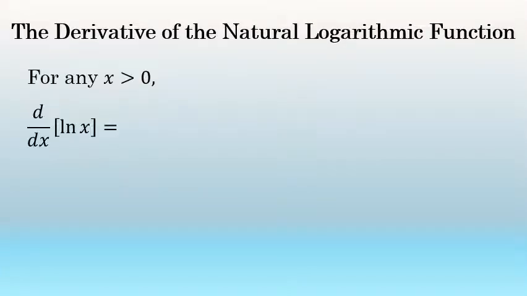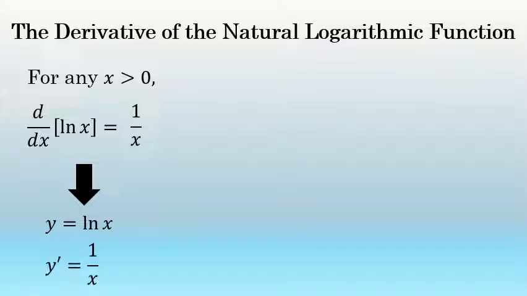Well, for all values of x greater than 0, because the domain of the natural logarithmic function is all numbers greater than 0, the derivative of the natural log of x is equal to 1 over x. The derivative of the natural logarithmic function isn't a logarithm at all. It's 1 over x. So if we have an equation, y equals the natural log of x, its derivative, the formula for evaluating the slope of the curve, the rate of change of the natural log of x, is 1 over x.